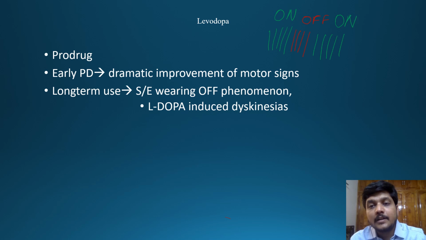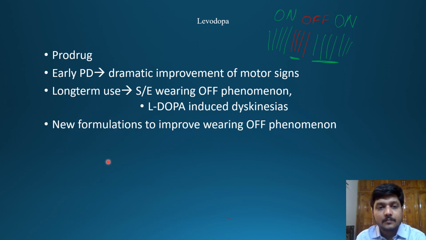Our basic target is to maintain the patient on. Our basic target is to avoid this off phenomenon, to decrease the amplitude of this off phenomenon, and to decrease the frequency of the off phenomenon. On off phenomenon, we keep on seeing this on off. Our target is to decrease the incidence, the frequency and the duration of this off phenomenon. It is the main challenge while treating Parkinson's disease.